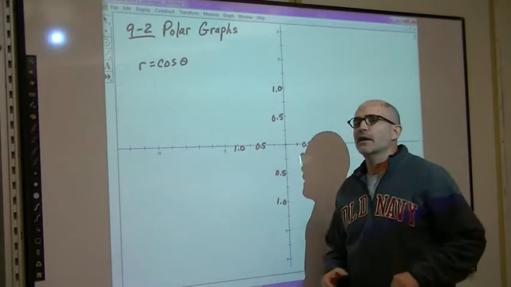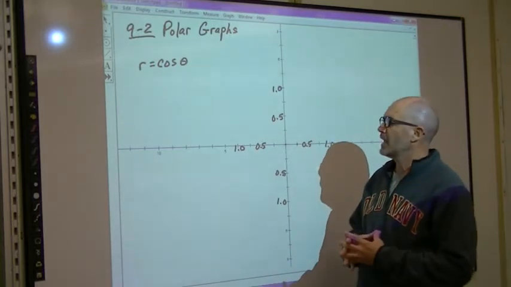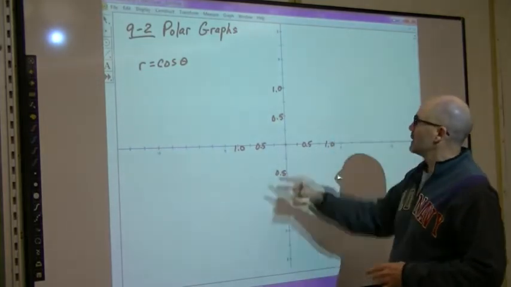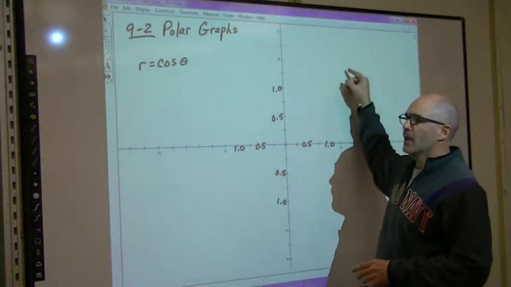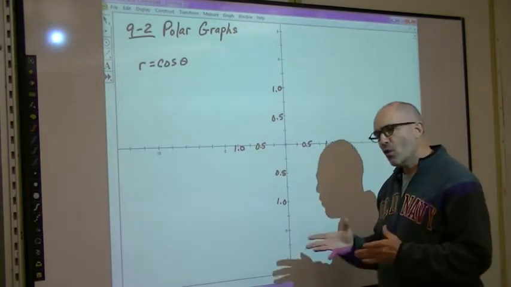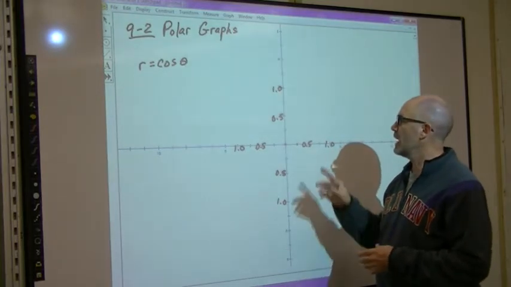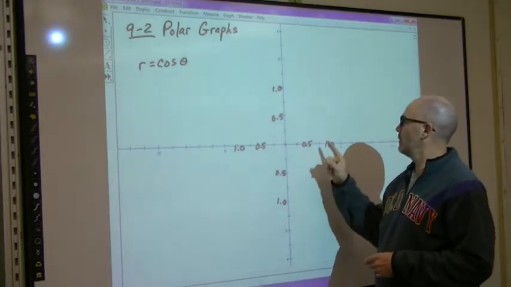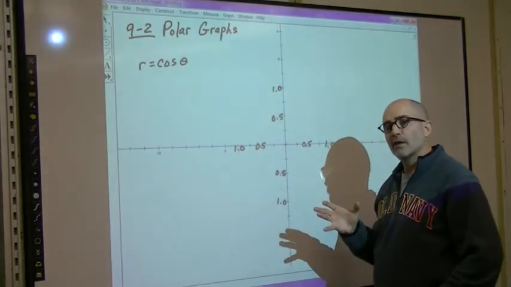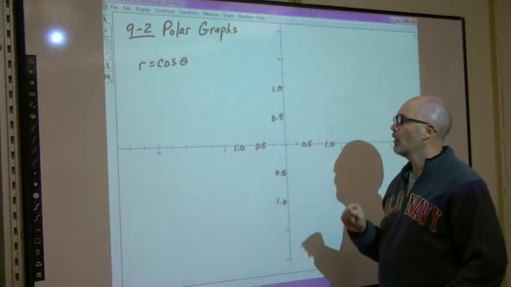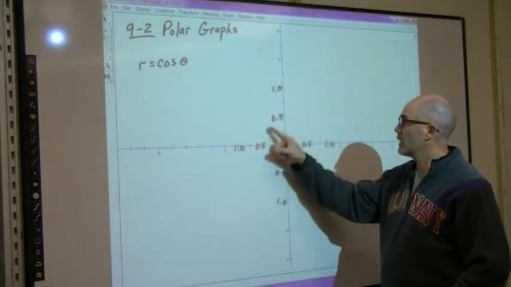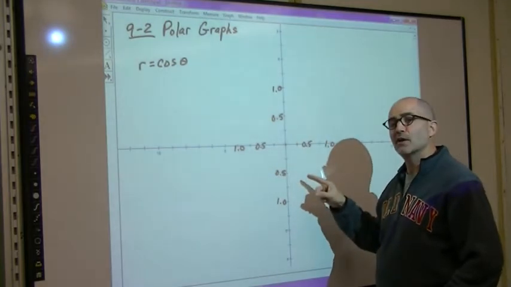So in Section 1, we did really simple graphs like theta equals pi over 4. That became just a straight line going up toward pi over 4 and back away from pi over 4, just a straight line. Or a function like r equals 2, which would be a circle at radius 2. Or, if we want to get really complicated, r equals negative 2. That would be a circle at r equals negative 2, like an inside-out circle.